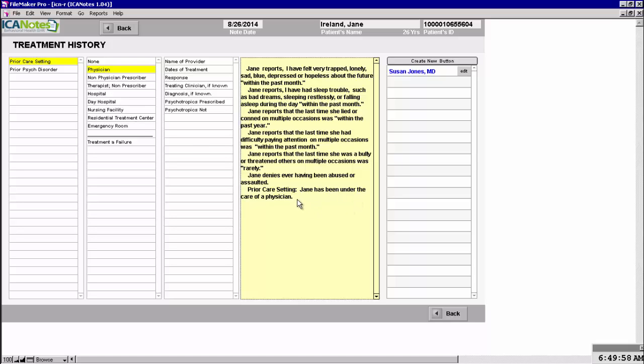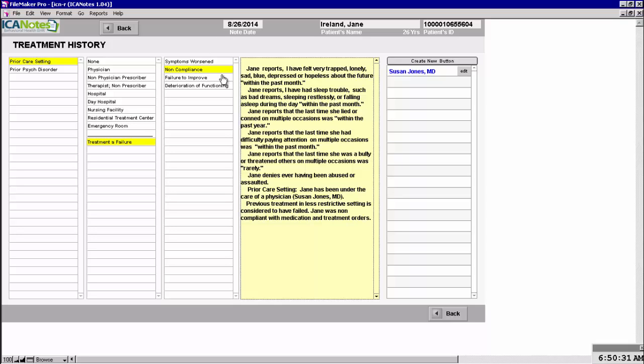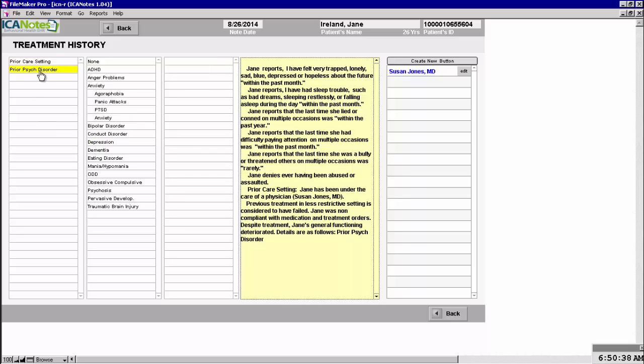Jane has been under the care of a physician, and I can just pop in Susan Jones, MD. Just to give it a little bit more detail, you can talk about a non-prescription or non-physician prescriber, what hospital the patient's been treated in, and so on and so forth. Let's click on this button here that says treatment a failure. Maybe when the patient was treated last time, the symptoms worsened, or the patient was non-compliant, or there was a deterioration of functioning over time. Is there a prior psychiatric disorder? And I'm just going to come down here and say yes.